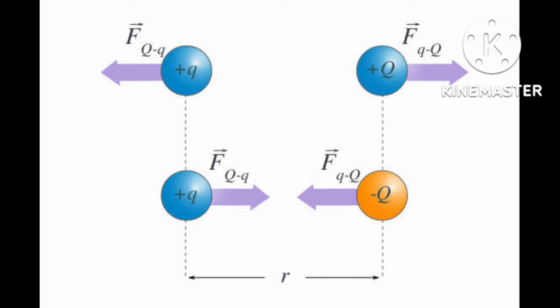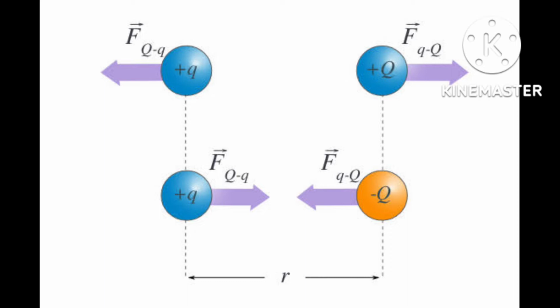Valence bond theory was introduced by Heitler and London in 1927. These are the names of the scientists, Heitler and London, in 1927, and it was developed further by Pauling and other scientists.